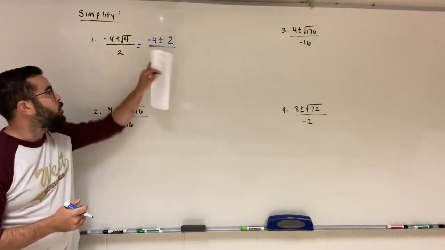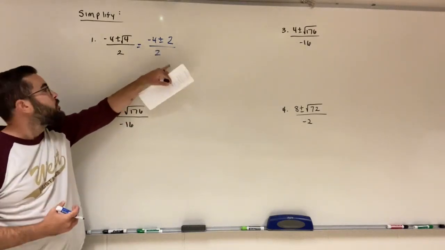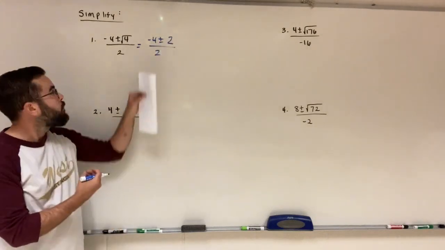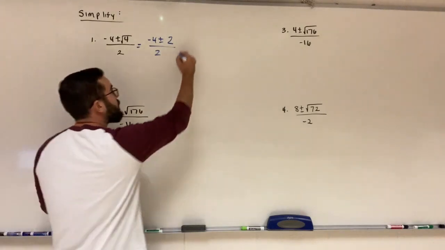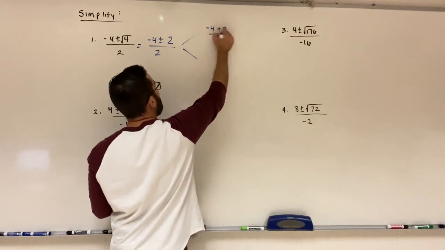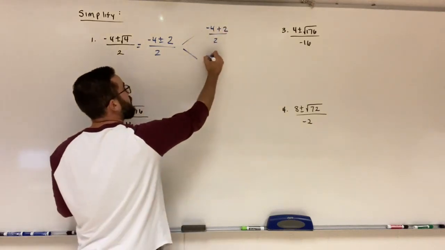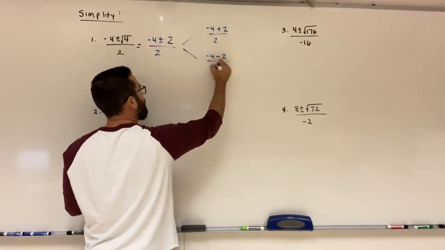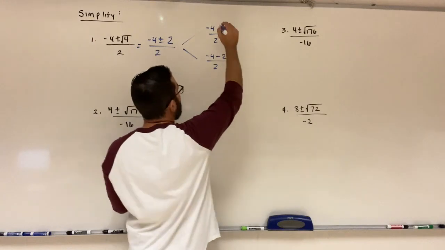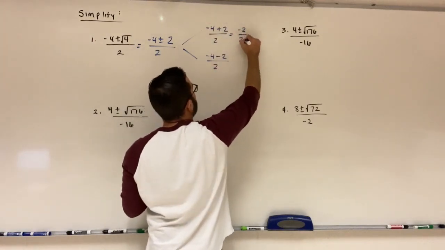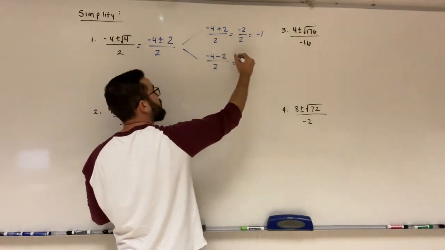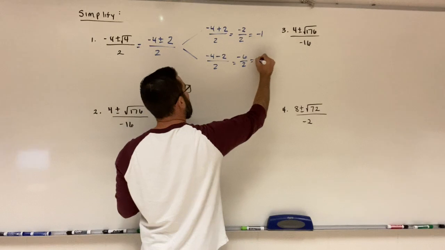Now you always try and simplify further. These are all whole numbers, so I can combine them and then divide by 2. I'm going to make this into 2 different expressions. One is going to be -4 plus 2 divided by 2, and the other is going to be -4 minus 2 over 2. Now just do the arithmetic there. We have -2 over 2, which is -1. -4 minus 2 is -6 over 2, which is -3.